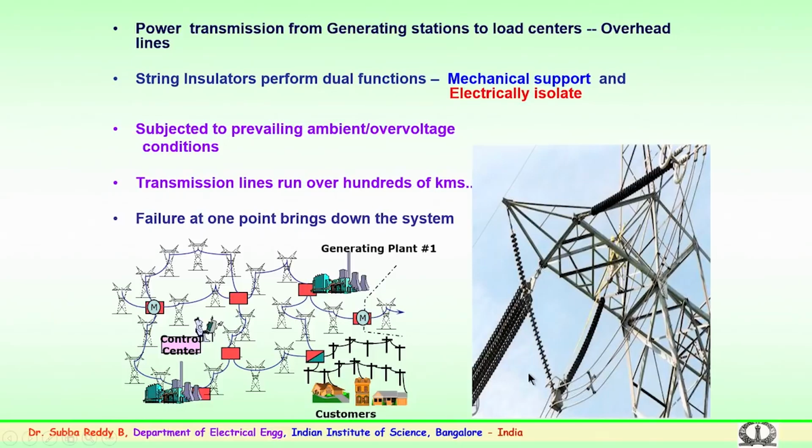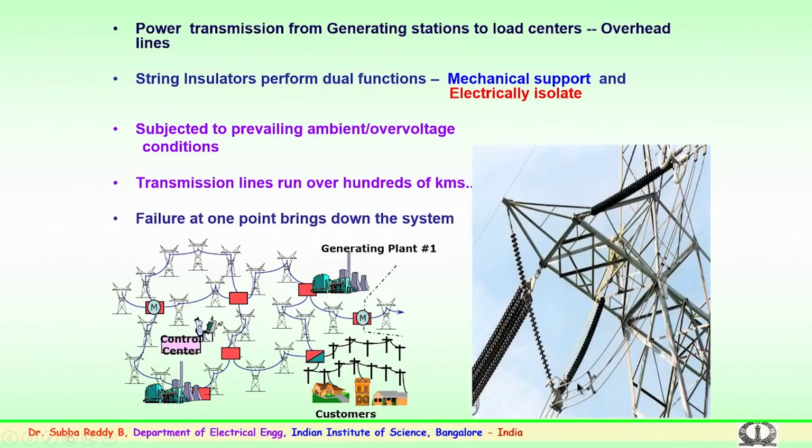So these insulators usually perform two important functions. You can see that one is mechanical support to the tower. So either in the tension mode or in the suspension mode, you have to have a mechanical connection, that is a mechanical support to the tower. The second is electrically isolating the tower from the conductor. So these are the conductors.